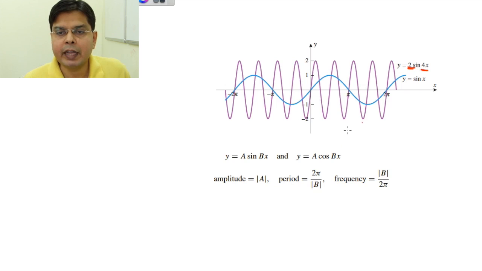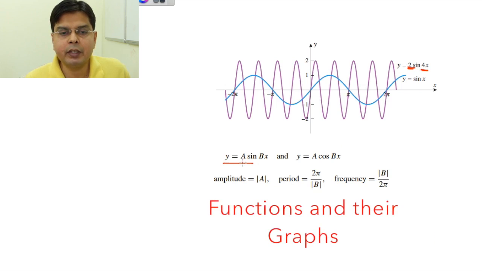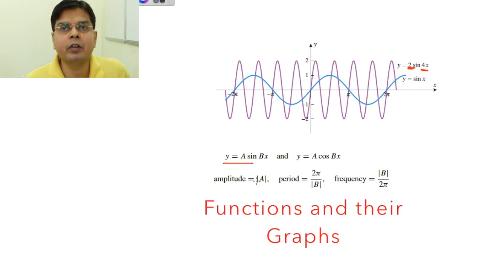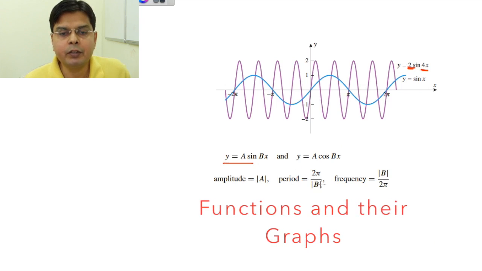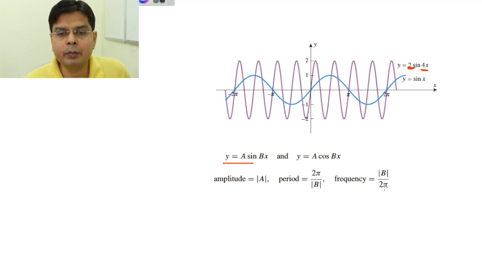Now what has happened with sine 4x? For y is equal to a sine bx, a is the modulus or amplitude, the period is 2 pi by b, or the frequency will be mod b by 2 pi. So when b has become 4, the frequency of this function has increased. That's why you see this violet curve doing oscillation at a much faster rate. So this violet curve is 2 sine 4x and the blue curve is y is equal to sine x.